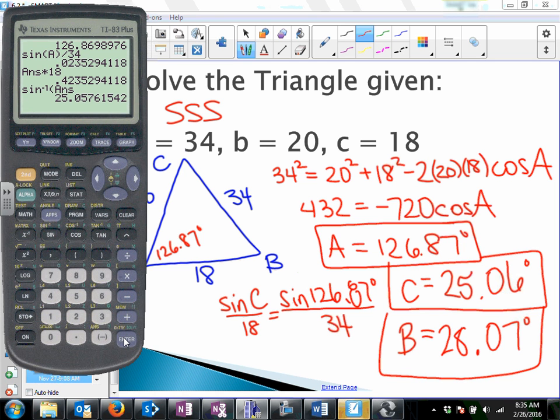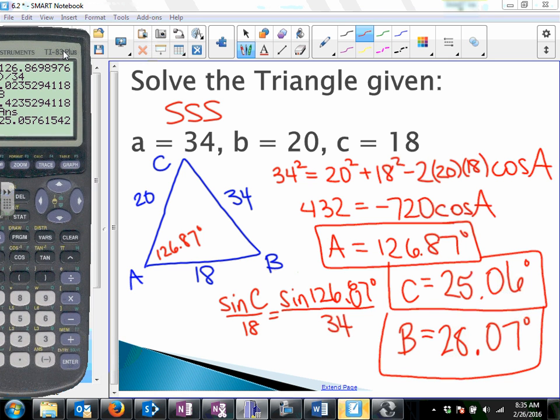Okay. Do our sides and angles make sense? 34 is our biggest side. It's across from our biggest angle. Sides B and C are significantly smaller than side A, and those angles are quite a bit smaller, where the angle C is still just a little bit smaller than B, because side C is a little bit smaller than side B.